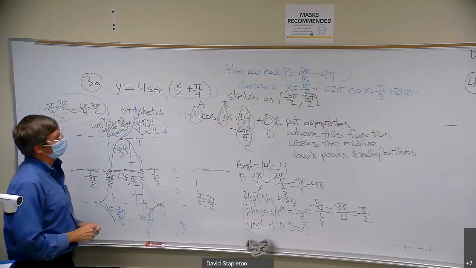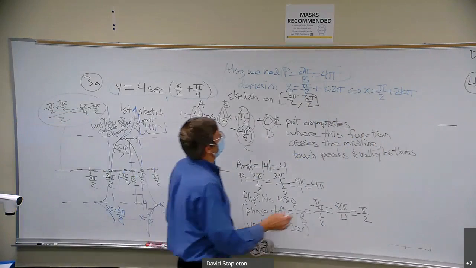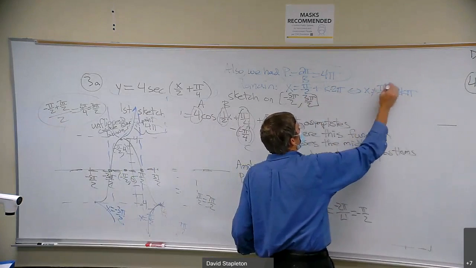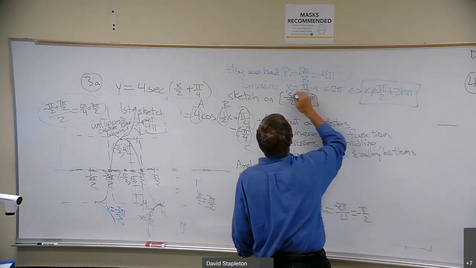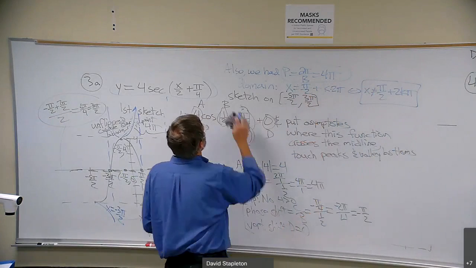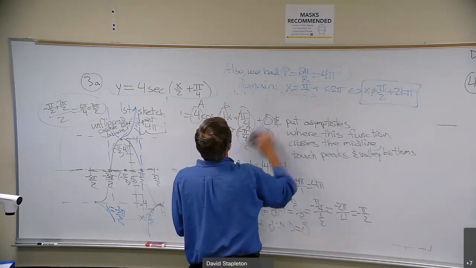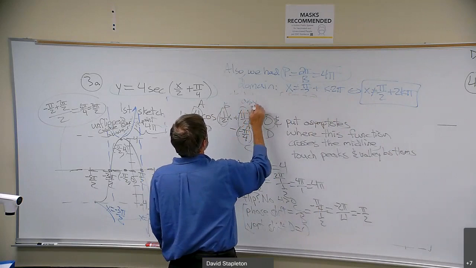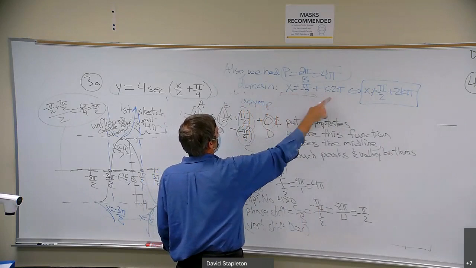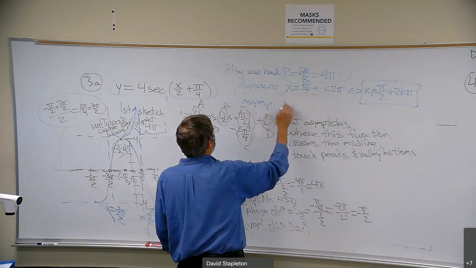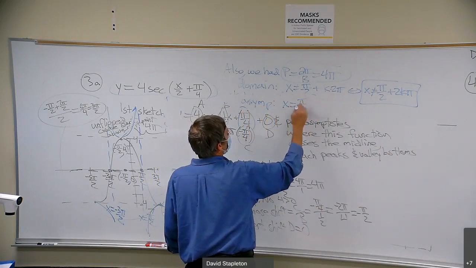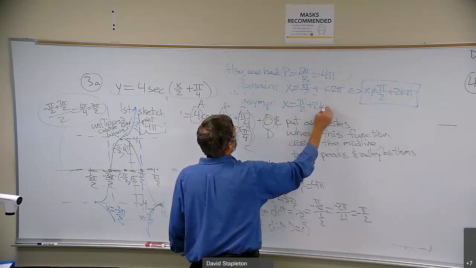But you can see where they are from the graph. The domain is x not equal to those, and the asymptotes are x equal to those. Those are the x coordinates that are not allowed to be put in. The asymptotes have equations x equals pi over 2 plus 2k pi.